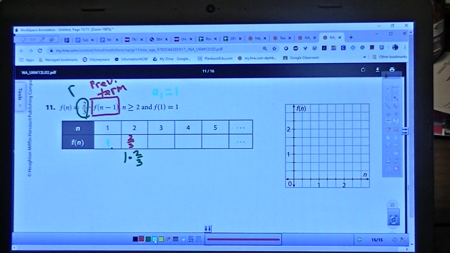What about this one? Change colors. This is going to be 2/3 times 2/3. Oh goodness, that's a 4 over 9. Okay. Go back to green. So now we're going to take 4 over 9 times what? 2/3. Okay, nothing seems to be reducing at this point, so it's 8 over 27. Okay, so 8 over 27 times 2/3. And if you can reduce your fraction, you should.